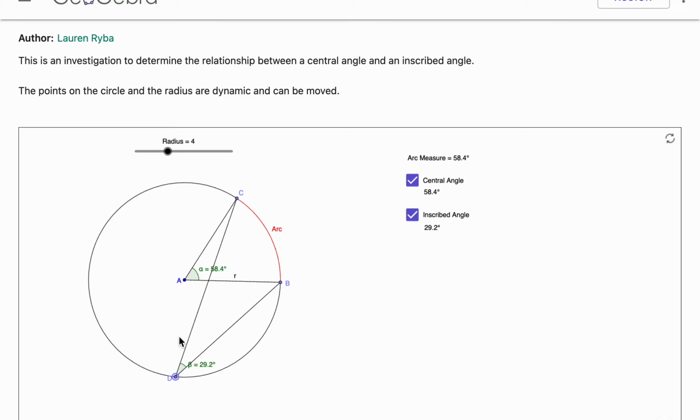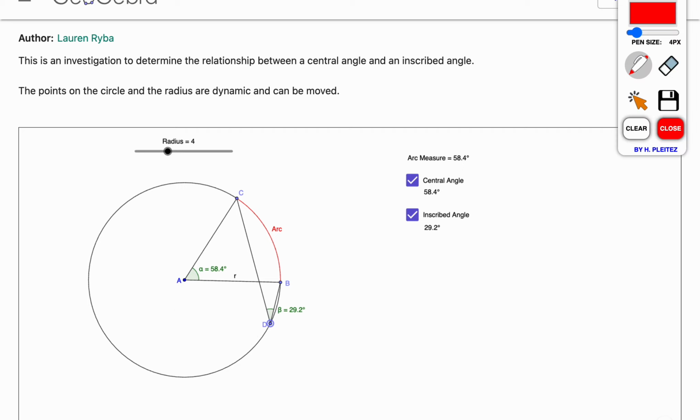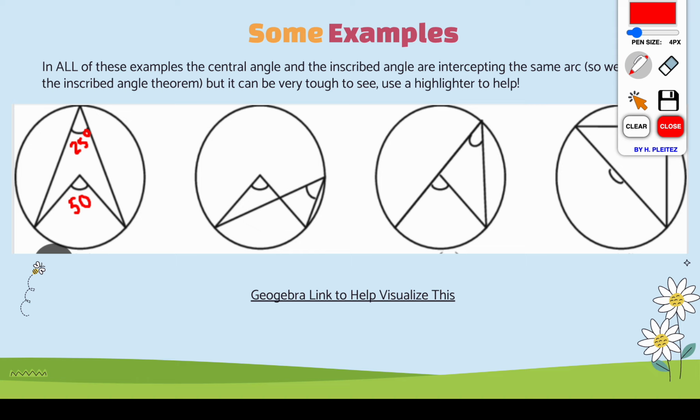And you guys, this is just to get a visual of how weird these diagrams can look, right? And again, the first thing you should ask yourself is: are my central angle and my inscribed angle intercepting the same arc? And for this, you can use a highlighter. So the first thing you want to test is, are my central angle and inscribed angle intercepting the same arcs? And if they are, then you are good to go.